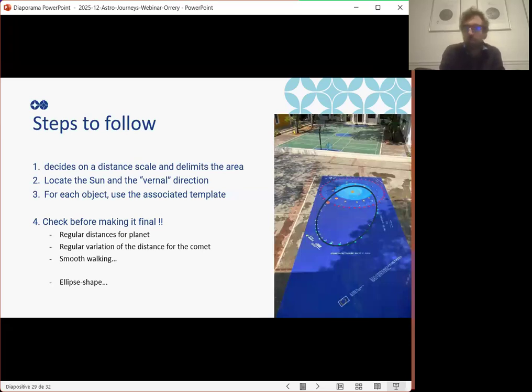Okay, and just to tell you also how to check, you can check whether this is really an ellipse. There is a way the math teachers know to check that this looks like an ellipse. So you can check with your students if they succeeded to draw an ellipse or not.